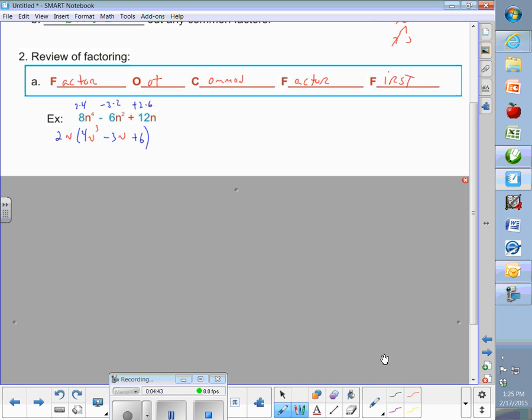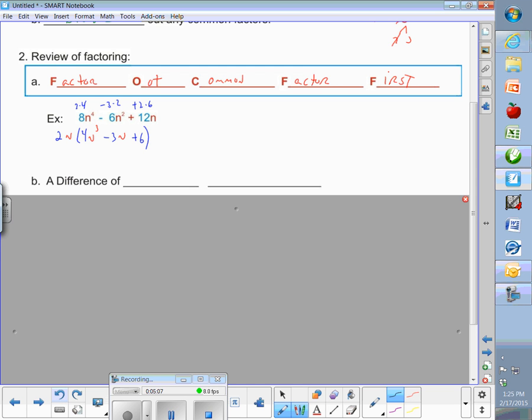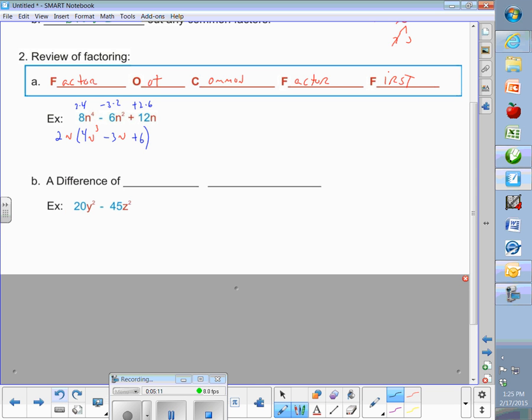We'll talk about trinomials here in a moment. First thing, factor out common factors. Remember, the factor must be common to all terms. If it is, then you can factor it out. If you ever wonder if you're correct, you can distribute. Just use the distributive property, and you should get back to your original if you indeed factored correctly. All right, B. Look at the example there. Upon looking at it, you should recognize that it is a difference of, and I hope you're thinking, two squares.